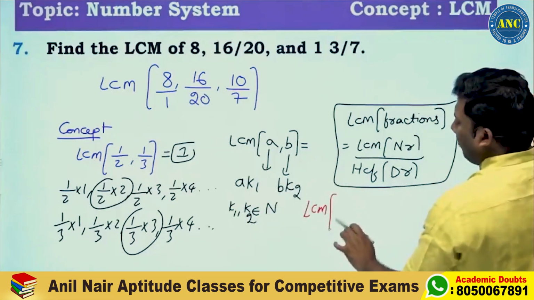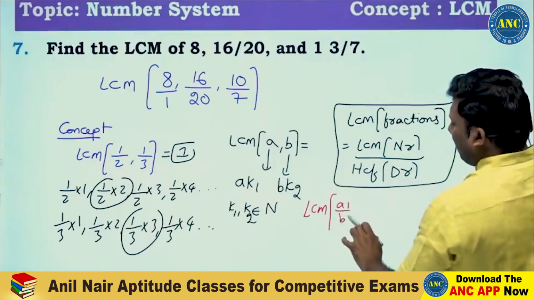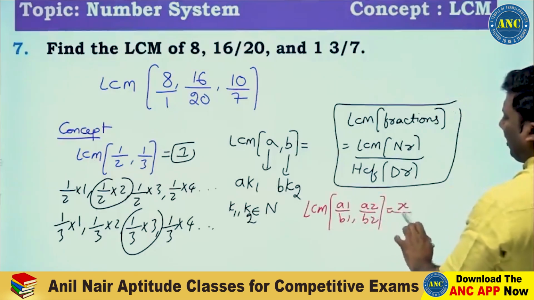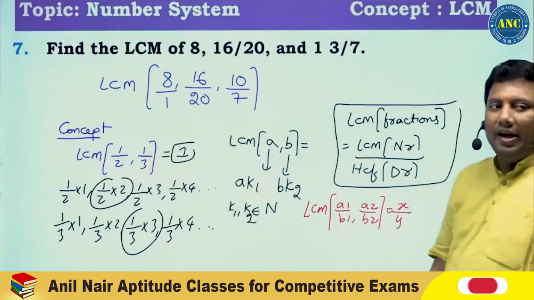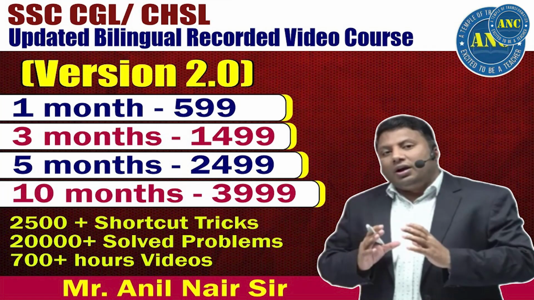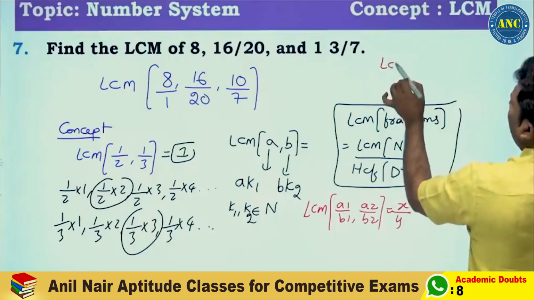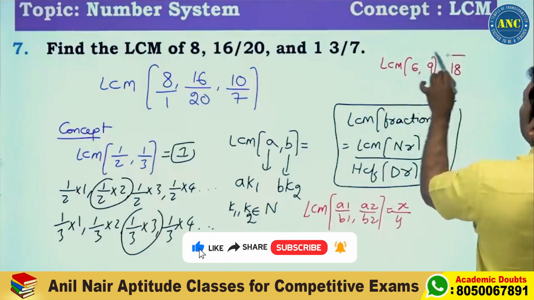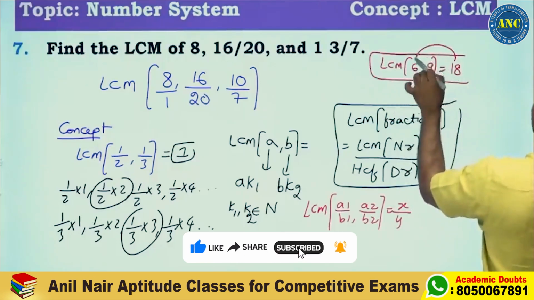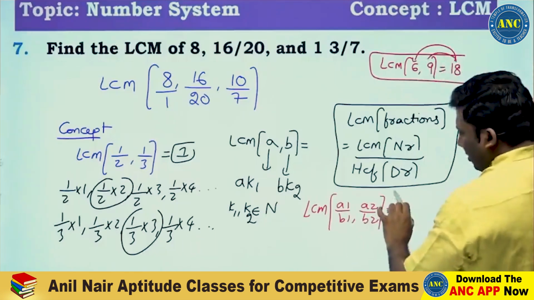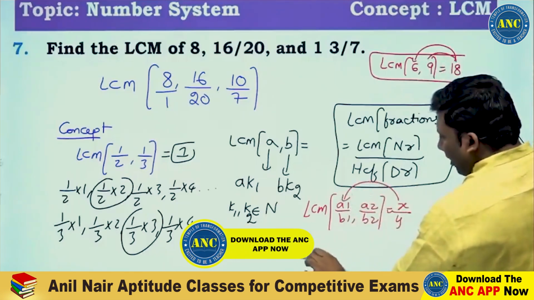Suppose LCM of A1 by B1, A2 by B2 is equivalent to X by Y. Both are rational numbers, so the LCM will also be a rational number. For example, LCM of 6 comma 9 is 18. 18 is a multiple of this number. That means X by Y should be a multiple of this number.